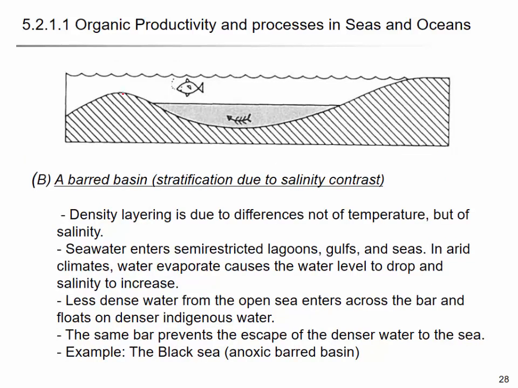And second is the barred basin. You have some structure like dunes that blocks the water circulation, and stratification due to the salinity contrast. First you have seawater coming in, and then this water evaporates, and the salinity increases. When the salinity increases, the density will increase too, so you have a high salinity region, and the water is denser than the shallower water, so this water doesn't move. Then you have high preservation.